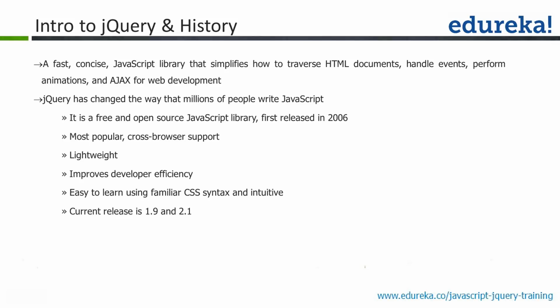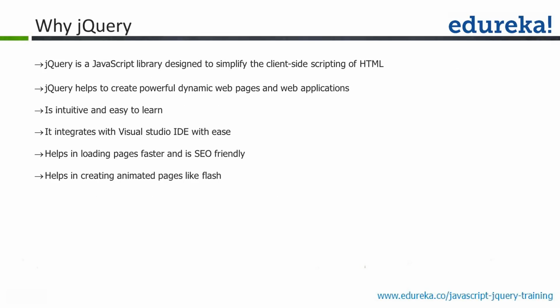So jQuery is just a library. Now, it was first released in 2006. It's one of the most popular libraries with cross-browser support. It is lightweight, being that the size isn't too much. It improves developer efficiency, of course. Easy to learn because it relies on a lot of CSS based syntax. We'll come across this soon. And the current latest releases are 1.9 or 2.1. You can use either. Both are sort of the latest releases.